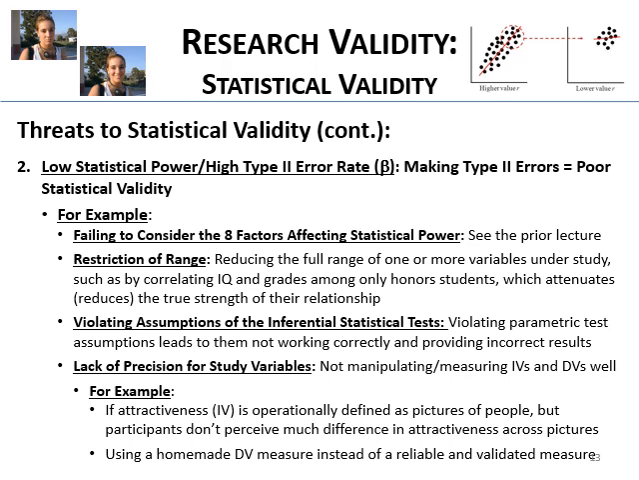So another example for your DV would be using a homemade measure of your DV. You guys aren't experts in making questionnaires, so you're likely to make something that's less valid and precise than using a standardized, reliable, and validated scale. So these are all threats to type 2 errors, or increase your likelihood of type 2 errors, and so they're threats to your statistical validity.